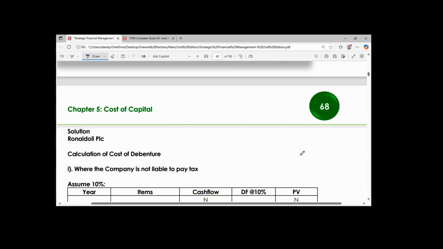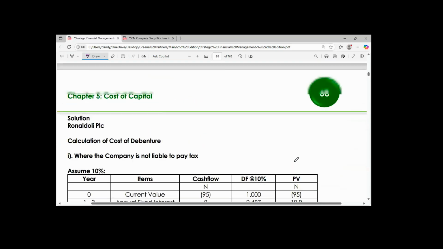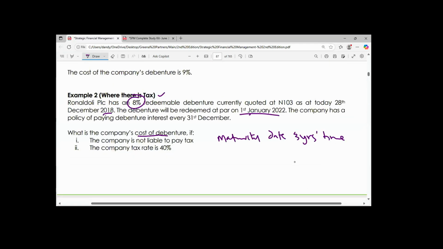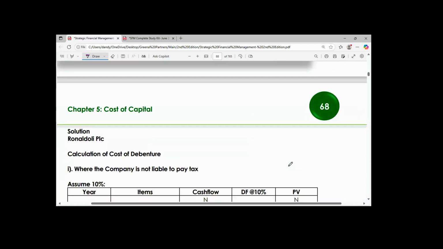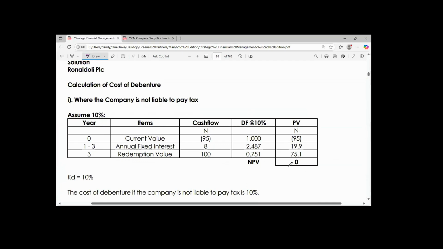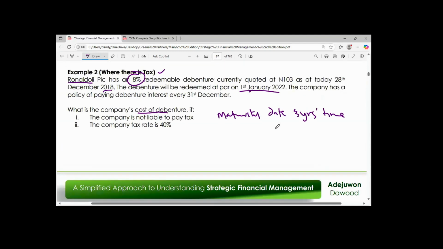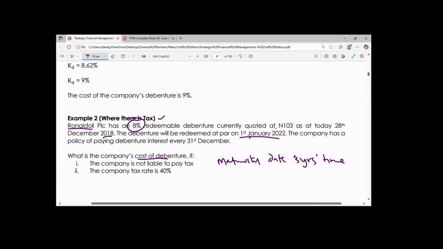Let's check the solution. After this, we can move to cost of convertible security. Now, the name of the company is Ronaldoli. So we want to calculate cost of debt where the company is not liable to pay tax. We're assuming 10%, and we use that 10% to compute NPV. So I will go to the question: what's the current market value of the debenture? According to the question, the debenture is currently quoted at 103 naira. So that is the market price of the debenture.